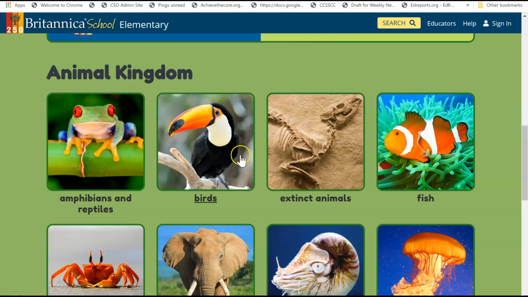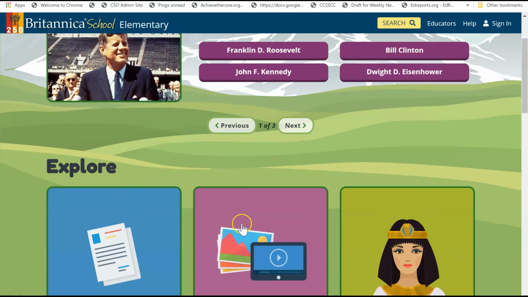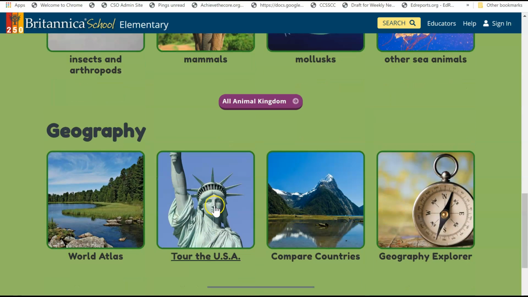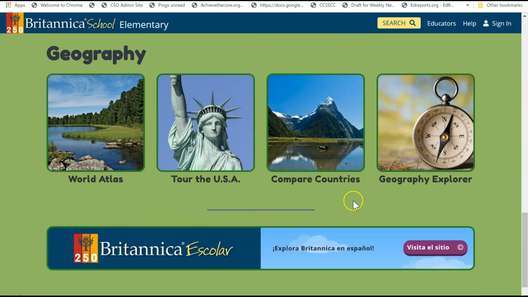Going down, you see that aside from this, we have wonderful information in the sciences on the animal kingdom. We have great work with geography and social studies, especially like comparing the countries.